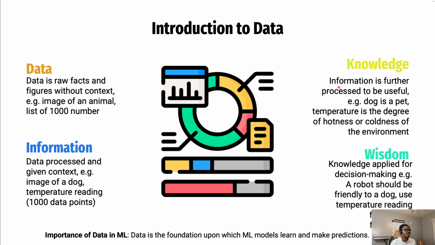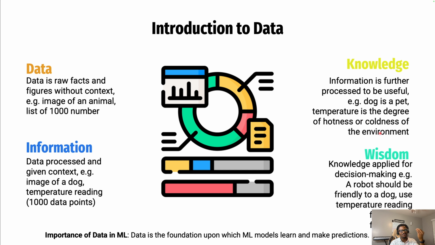Now from information we can have knowledge. Information is further processed to be useful. For example, we now know that the image of a dog is a dog, but now we want to get more knowledge about that dog, so we say, oh, a dog is a pet. For the temperature reading, we can say, oh, the temperature is how hot or cold the environment is. So that's that one.